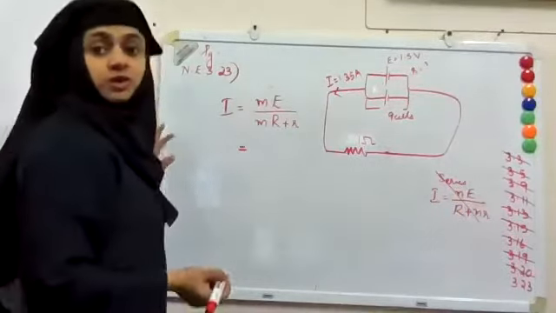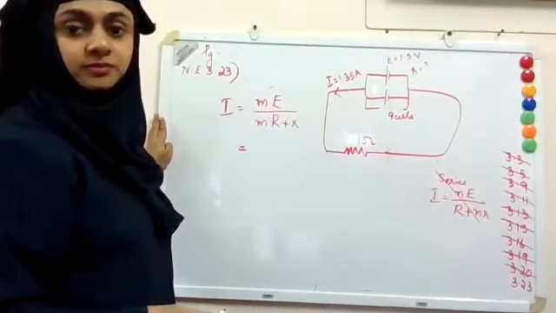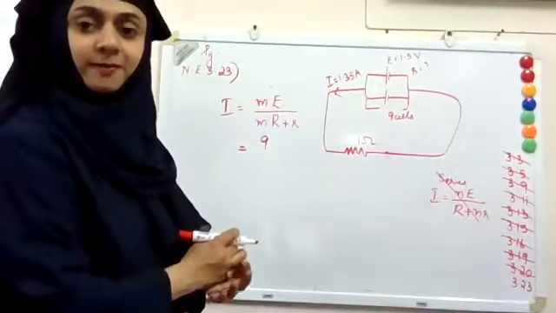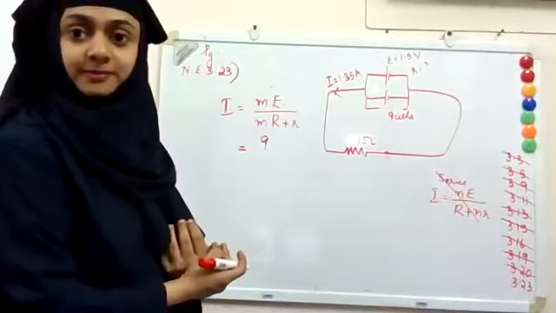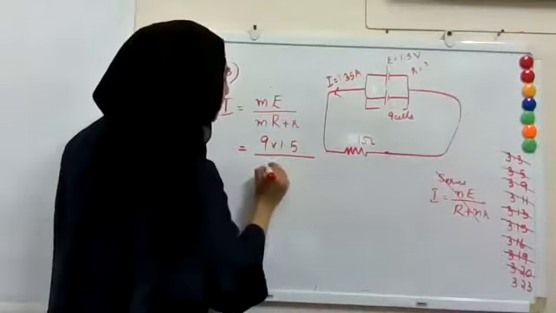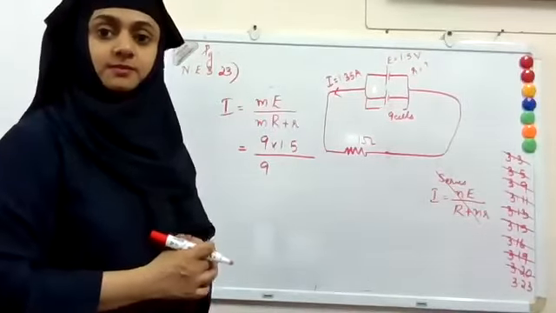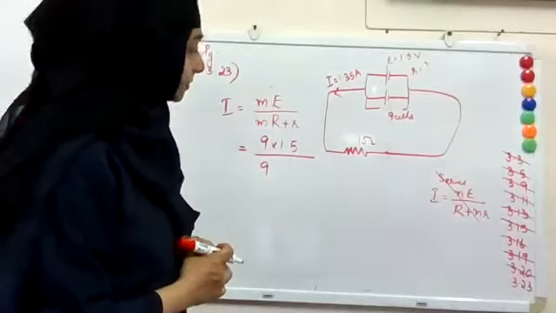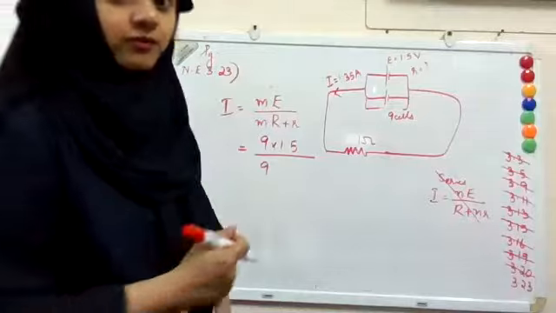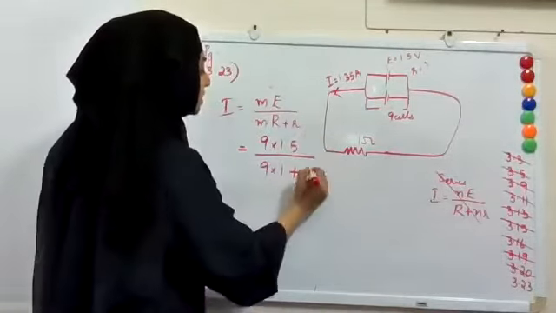So this is equal to, what is M, Tahmeena? 9. And what is E, Bibi Hawa? 1.5. So 1.5 divided by 9 times, what is capital R here, Fahima? 1. Into 1 plus small r, which you have to find out.